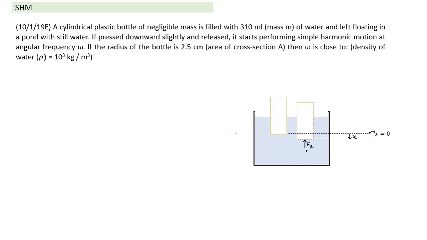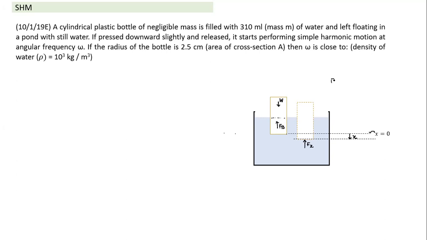If I find Fx when the bottle is pressed by distance x, and Fx is equal to minus m omega square x, I can find the value of omega. So, similar to the previous case, if I give a small displacement x, what is the net force acting? Before that, let's see why it is floating. Two forces are acting: weight and the force of buoyancy. The force of buoyancy has to be equal to the weight.